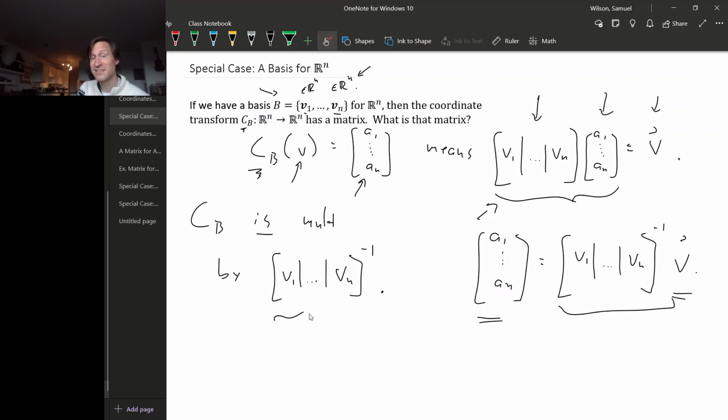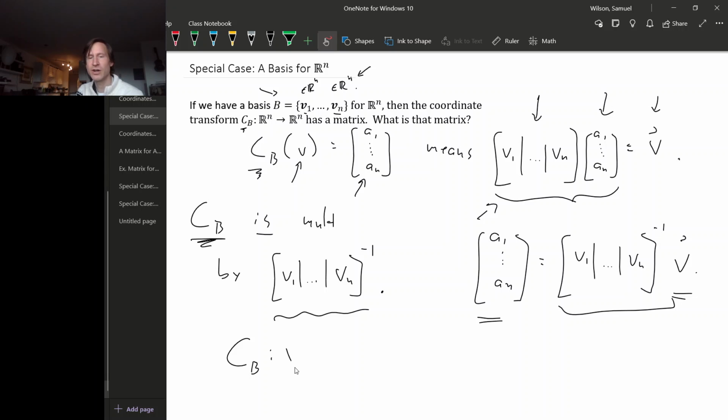You might recognize this. When we were finding a matrix for a certain linear transformation a long time ago, we actually did exactly this trick. So this is something that we've seen before, but right now we're rephrasing it in a different context. There's one other interesting property about this coordinate transformation. It is a linear transformation.